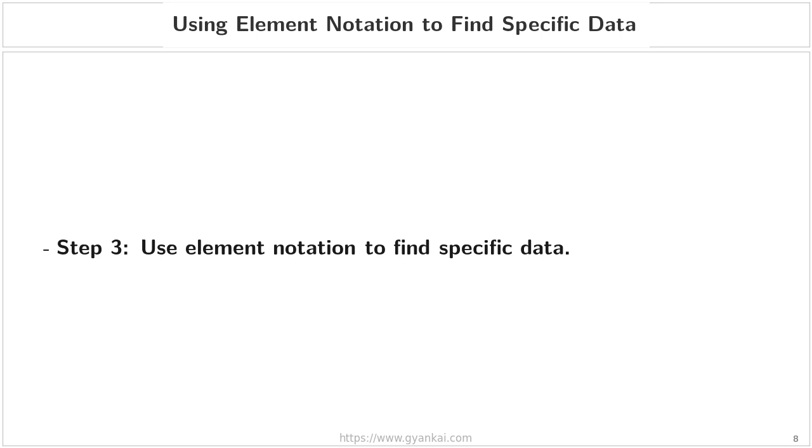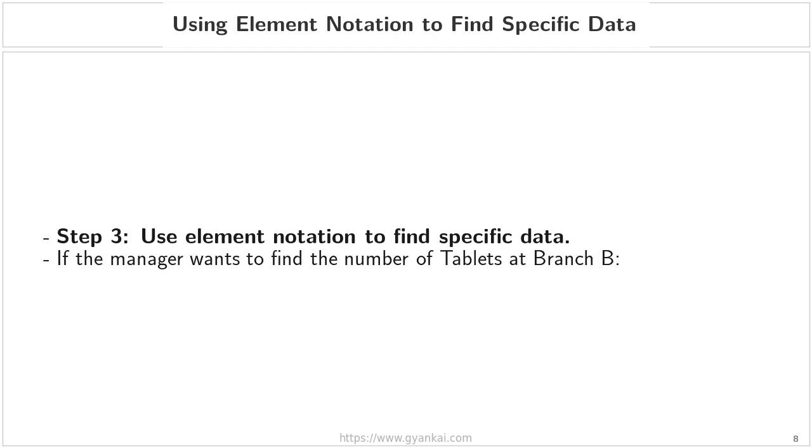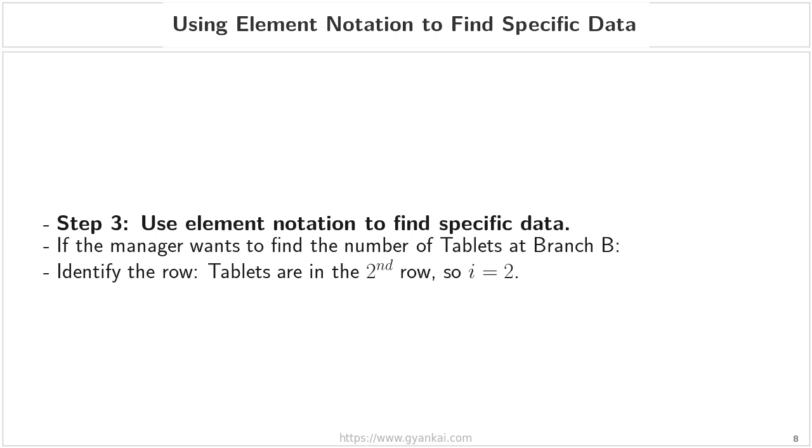Using element notation to find specific data. Now that we have organized our inventory data into Matrix S, let's move to step 3, where we actually use element notation to retrieve specific information. Suppose the manager wants to find the exact number of tablets available at Branch B. To do this, we apply the addressing system we discussed earlier. First, we identify the row. Since tablets are listed in the second row of our matrix, our row index, i, equals 2.